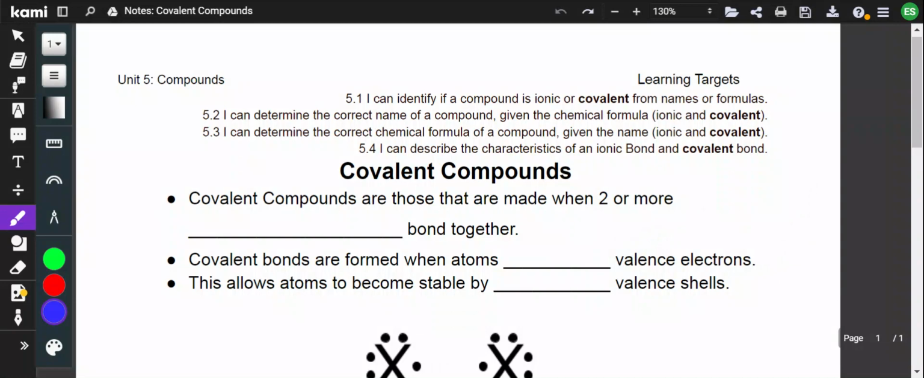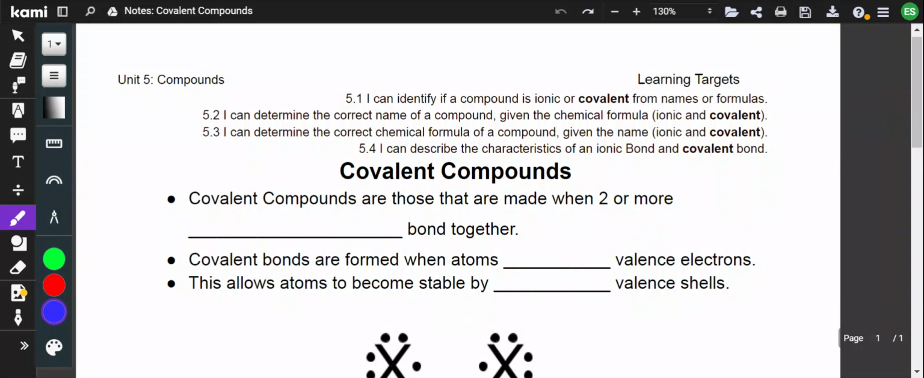Okay, guys, so today we're going to be doing some notes for covalent compounds and what those are and how those bondings happen. So, the main focus is just on what a covalent compound is, how do we name it, and how do we identify those formulas.